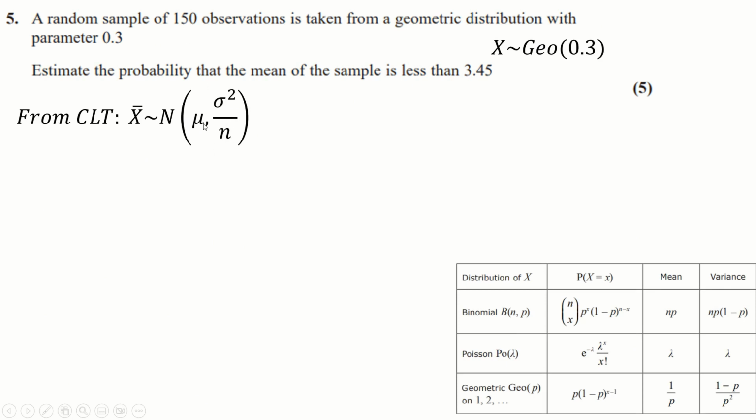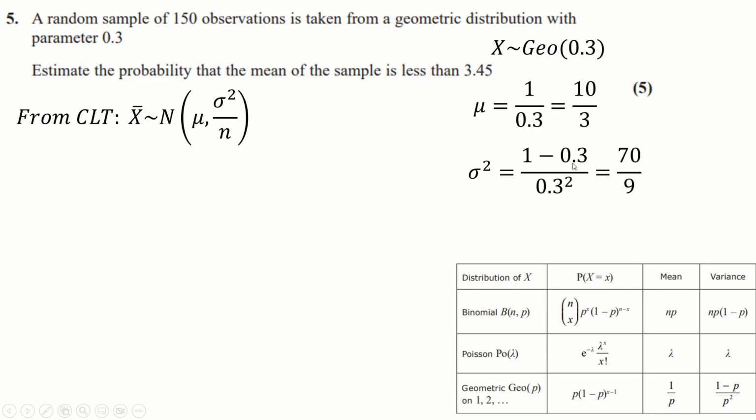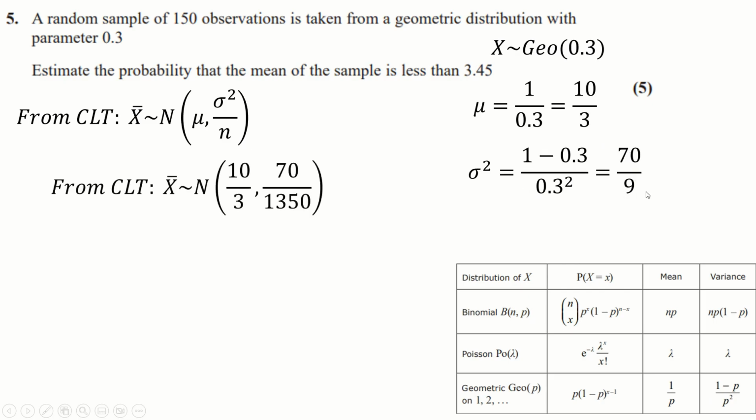Now we can work out all these things because the table tells us how to work out the mean of a geometric distribution with parameter, or probability, this. So 1 over p is that, which is this, and the variance we'll just shove in as well. The variance, sigma squared, is this here. So we can put both of those two things into here. N is 150, 150 times 9 is this here, and we'll be good to go.